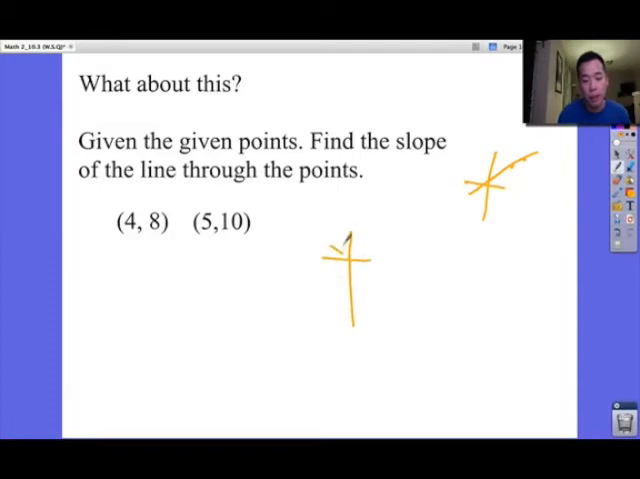Create a quick x, y table. When x is 4, I get y is 8. When x is 5, I get y is 10. The tricky part about this is to make sure that these match up. Basically you're taking the ordered pair and putting them in right there. So we do our little mini brackets. From 8 to 10 is positive 2. From 4 to 5 is positive 1.